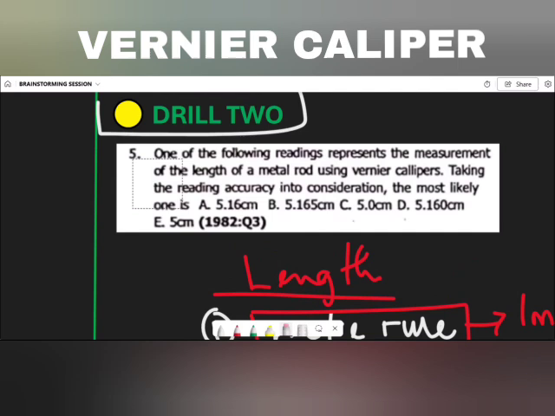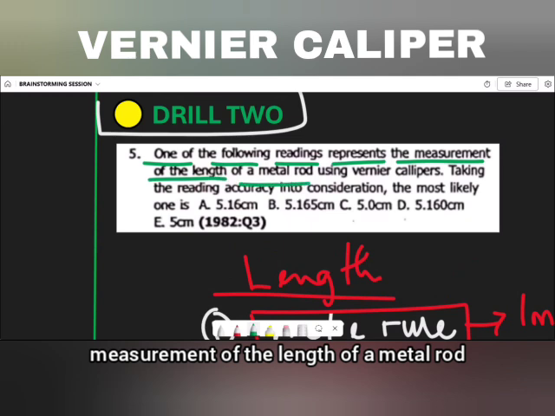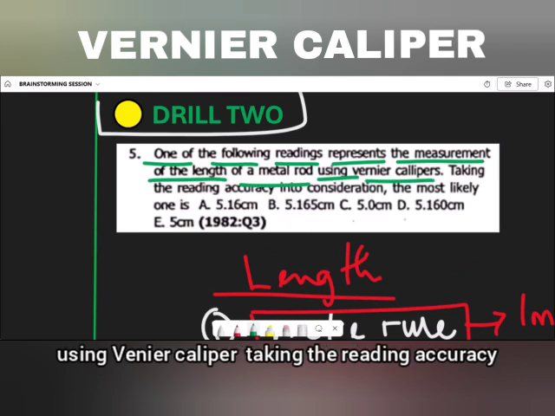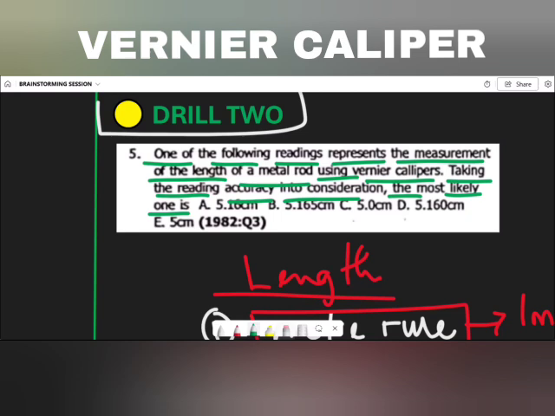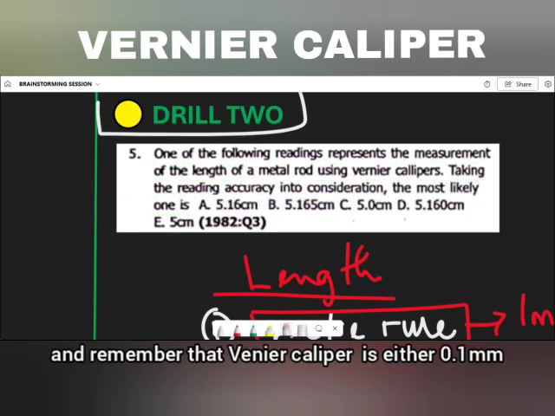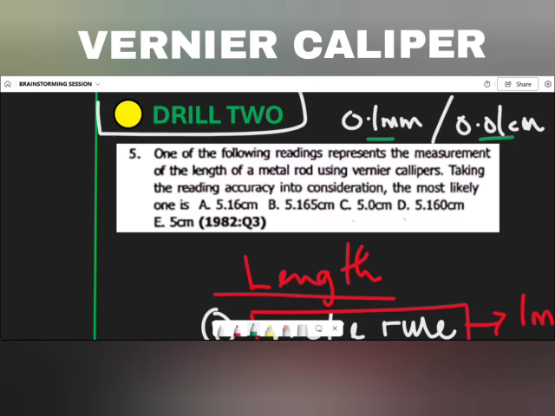The question says, one of the following readings represents the measurement of the length of a metal rod using a Vernier Caliper. Taking the reading accuracy into consideration, the most likely one is, so since we are using a Vernier Caliper, and remember that a Vernier Caliper is either 0.1 millimeter or 0.01 centimeter, it's either we have a 1 decimal place millimeter or a 2 decimal place centimeter.